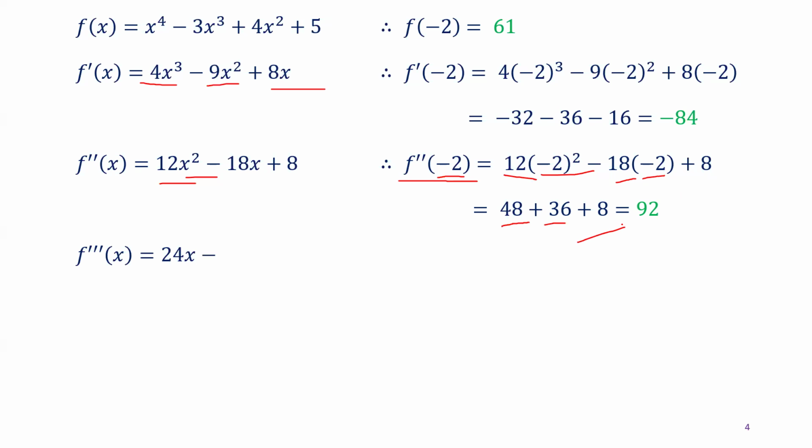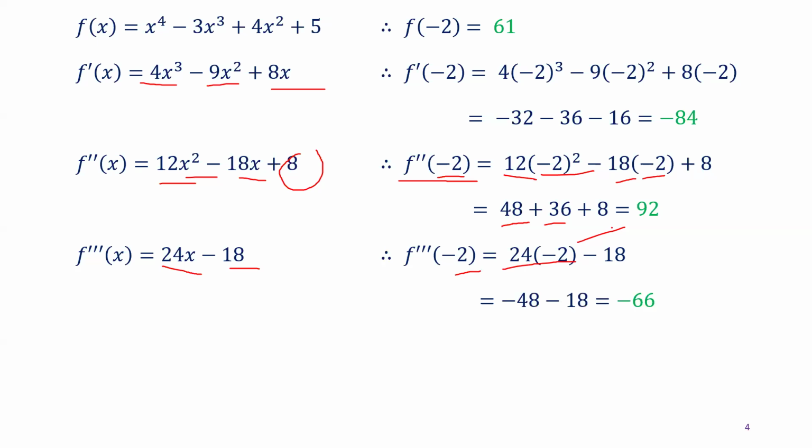If we add all these three terms, we get 92. Now let us again differentiate with respect to x. Derivative of 12x square is equal to 24x. Derivative of -18x is -18, and derivative of 8 becomes 0. So f triple dash of -2 is 24 into -2 minus 18, which gives us -48 minus 18, which is equal to -66. f4 dash of x is equal to 24, and f4 dash of -2 is equal to 24.